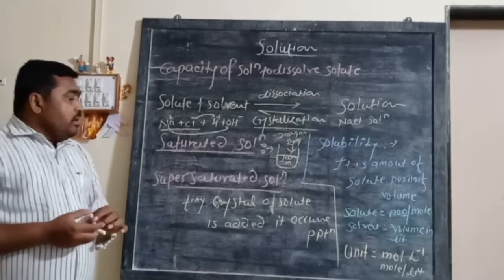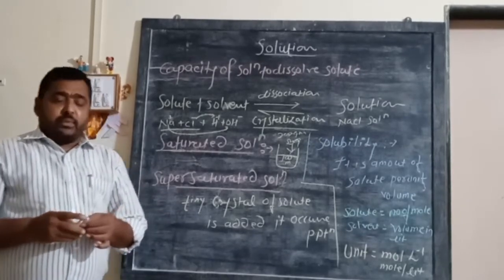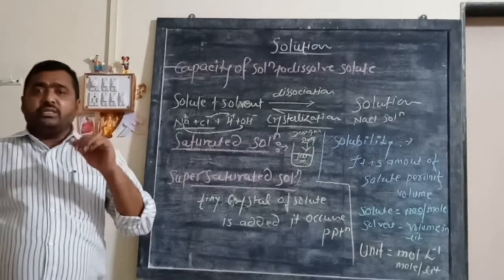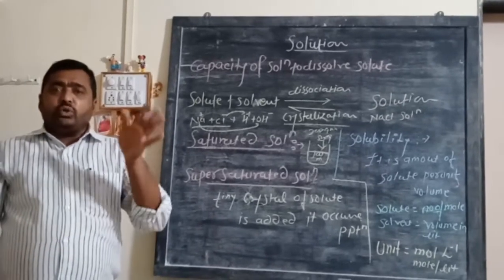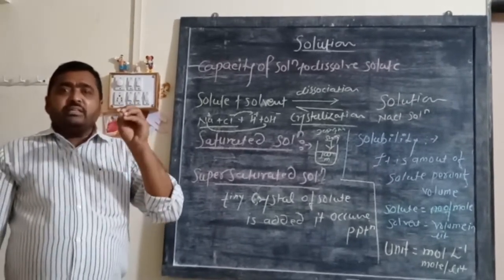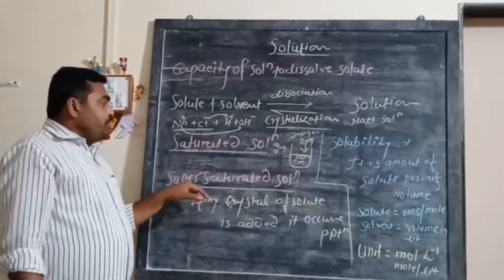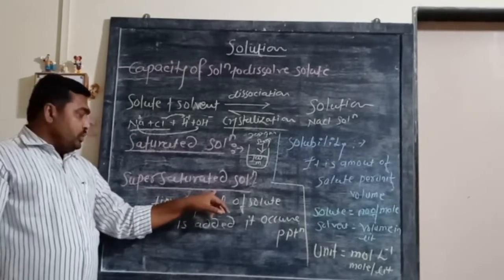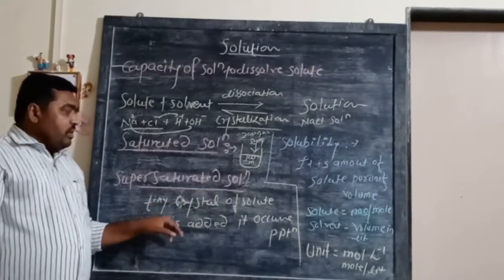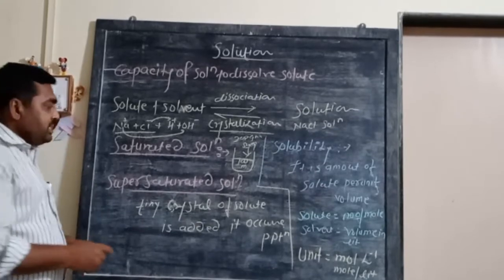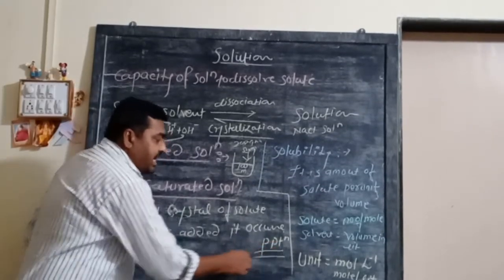And then the supersaturated solution. In a supersaturated solution, the solute is added into the solvent, the dissolution stops, and then crystallization takes place. It is called a supersaturated solution. When a tiny crystal of the solute is added, precipitation occurs, which means a precipitation reaction.